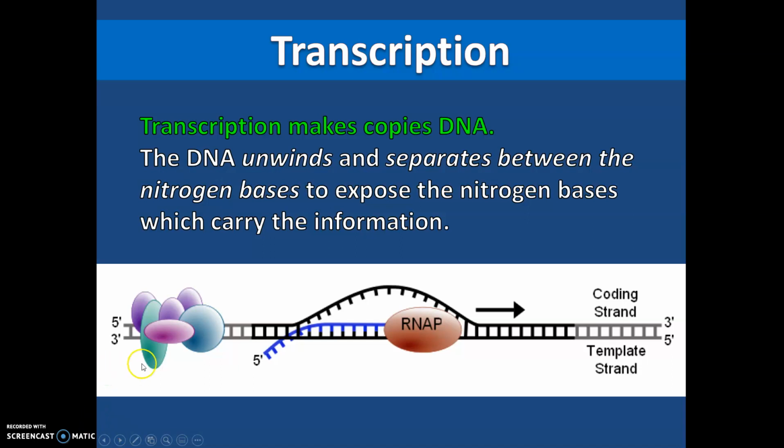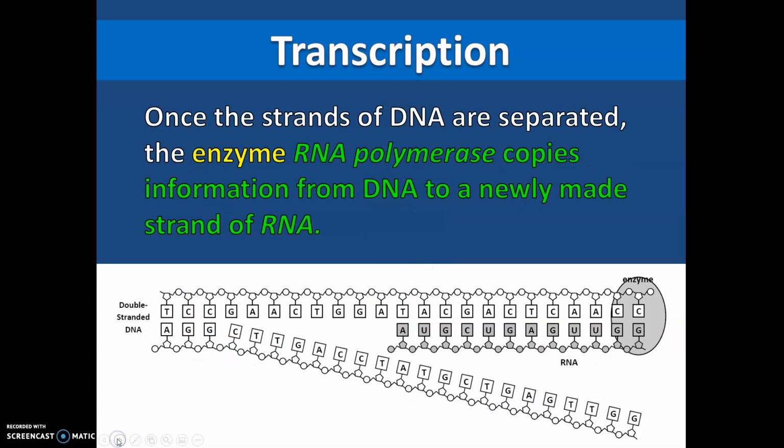Let's review a little bit about transcription. So transcription, remember, makes copies of the DNA. And in order to do this, the DNA unwinds and separates between the nitrogen bases to expose the nitrogen bases which carry the information. Once the strands of DNA are separated, the enzyme RNA polymerase copies information from DNA to a newly made strand of RNA.